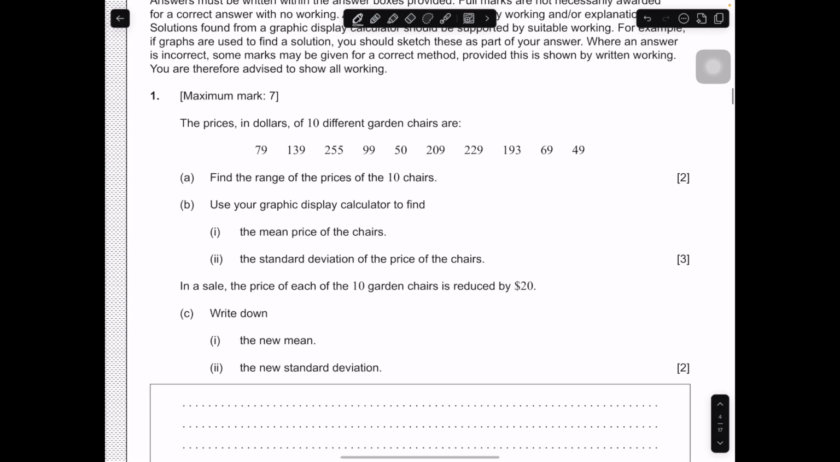Alright, question 1 starts off with a statistics question. Let's have a read. The prices in dollars of 10 different garden chairs are 79, 139, 255, and then they list the rest of the 10 chairs. The first question asks us to find the range of the prices of the 10 chairs.